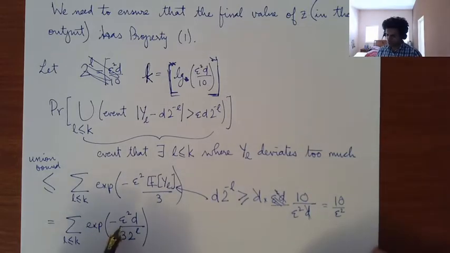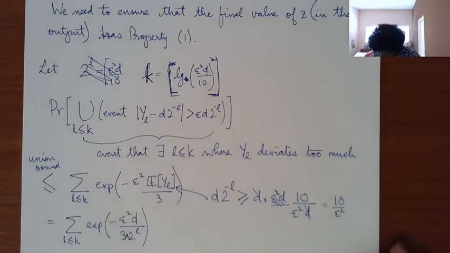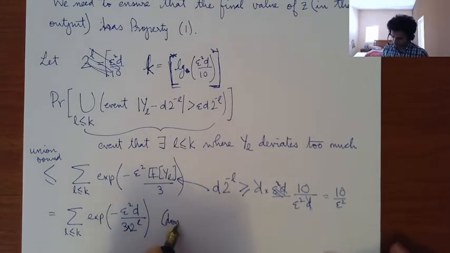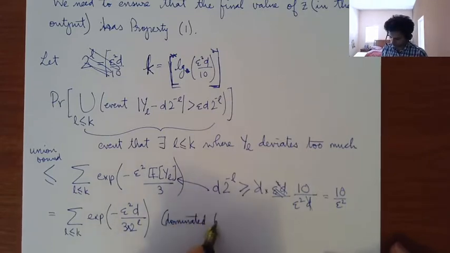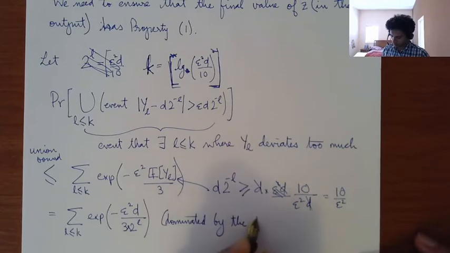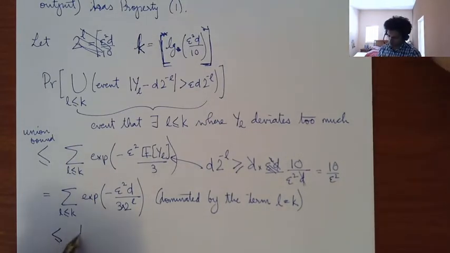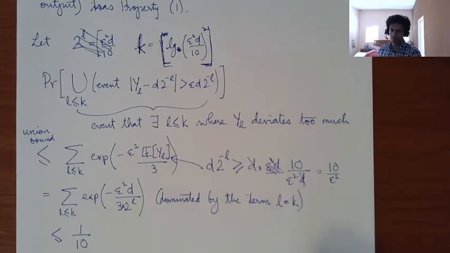Now this is decreasing essentially doubly exponentially as L increases, so 3 times 2 to the L. So this sum is dominated by the largest term, and the largest term happens when L is equal to k. I'm not going to do the math in gory detail, but you can basically show this is at most like 1/10. Okay?